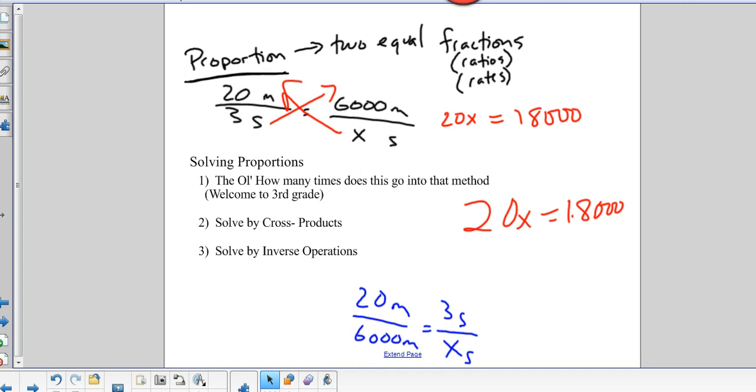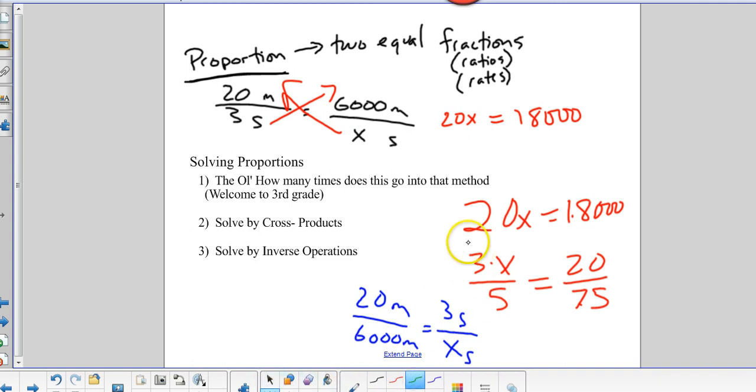Or solve by inverse operations, especially if it is 3x over 5 equals 20 over 75. I could say, well, x is being multiplied by 3 and divided by 5, so I can use the inverse operation. I can multiply both sides by 5/3 and go ahead and solve that if I want to do that instead of doing cross products or whatever.